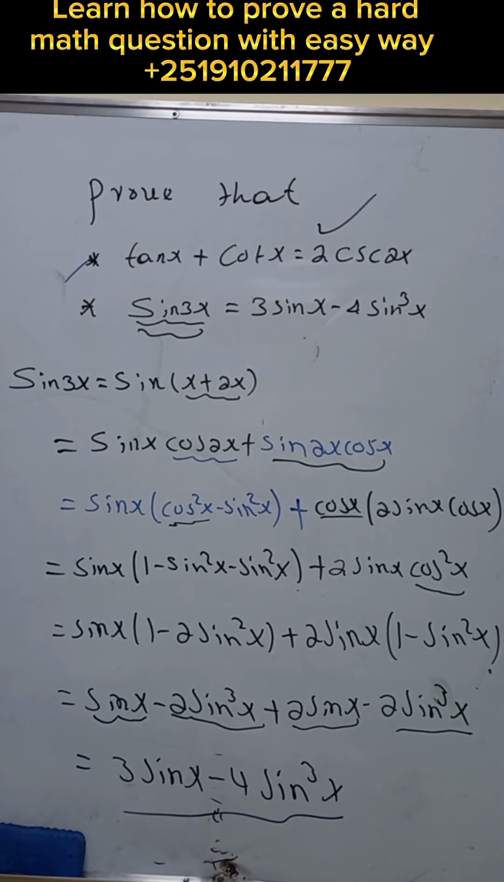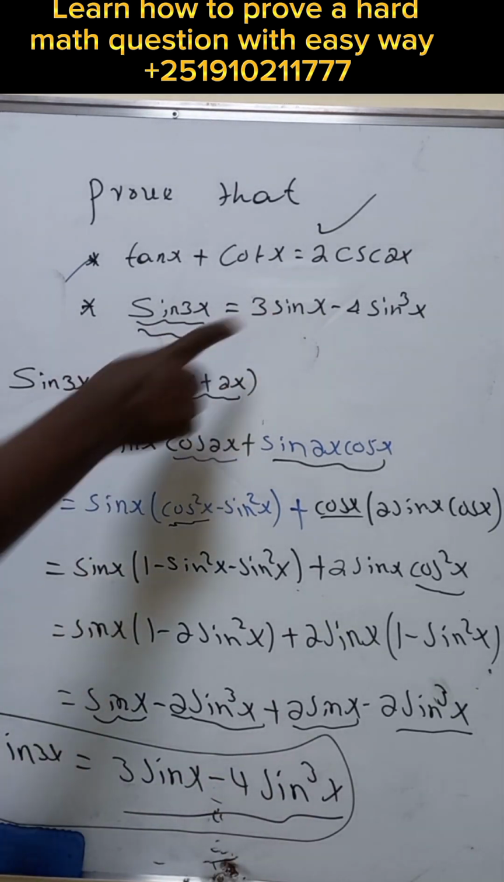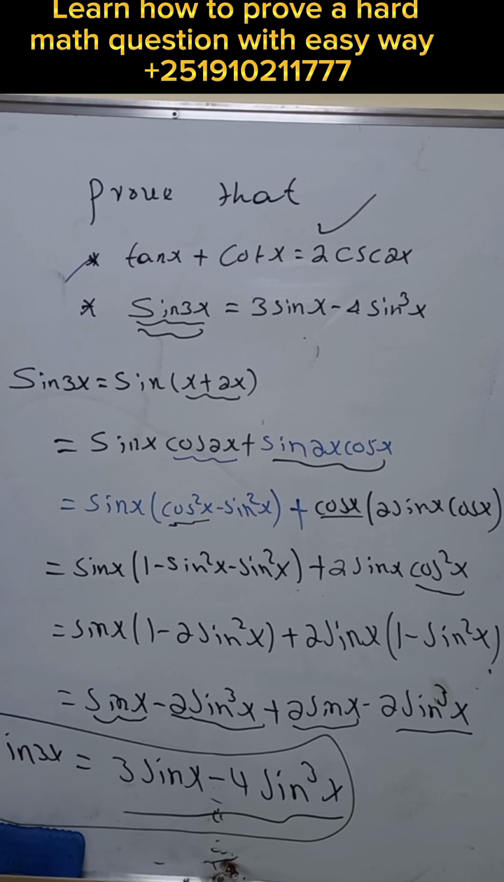Finally, I have already shown sine 3x is immediately this one. Is that? This is the proof. This is the way how we are going to prove sine 3x is 3 sine of x minus 4 sine cube of x. Is that? So this is all about our today's lesson.